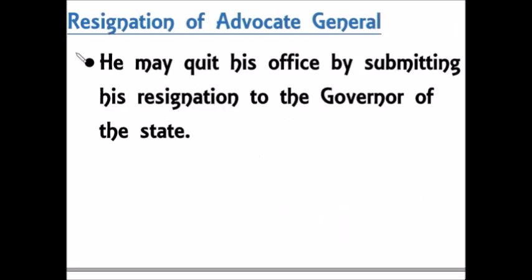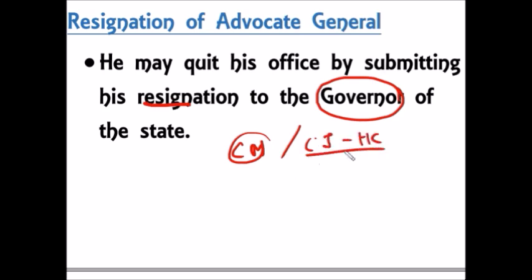Now, resignation of the Advocate General. Advocate General may quit his office by submitting the resignation letter to the Governor of the state, not to the Chief Minister, not to the Chief Justice of the High Court, etc. Because the Governor is the appointing authority of the Advocate General. So, if Advocate General wants to resign the post, he should write his resignation letter to the Governor of the state.